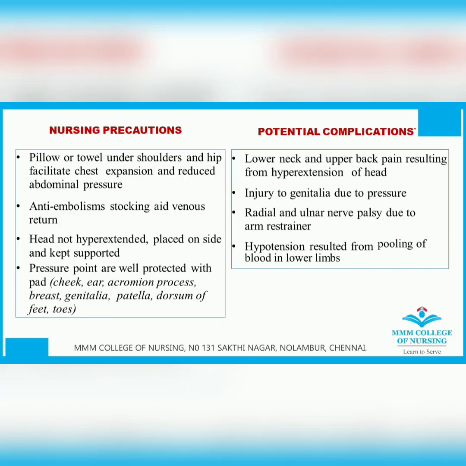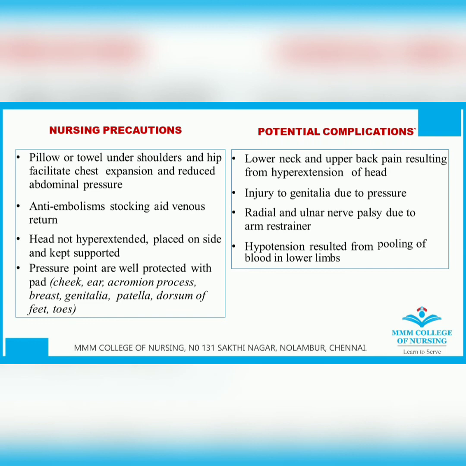Nursing precautions and potential complications of jackknife position. Let's see the nursing precautions. One, a pillow or towel under the shoulders and hips facilitates chest expansion and reduces abdominal pressure. Anti-embolism stockings aid venous return, and the head is not hyperextended but placed on the side and supported. The pressure points are well protected: back, cheeks, ear, acromion process, breast, genitalia, patella, dorsum of feet and toes.